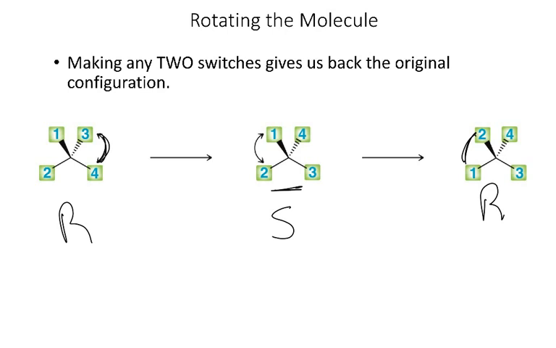To get to this one, I switched these 2, and so that means that must be R. So if my 4th group isn't along the dash, all I've got to do is make 2 substitutions and then make sure that the 4 is in the back after those 2 substitutions, and then that will be able to tell me what the configuration of my original compound was.